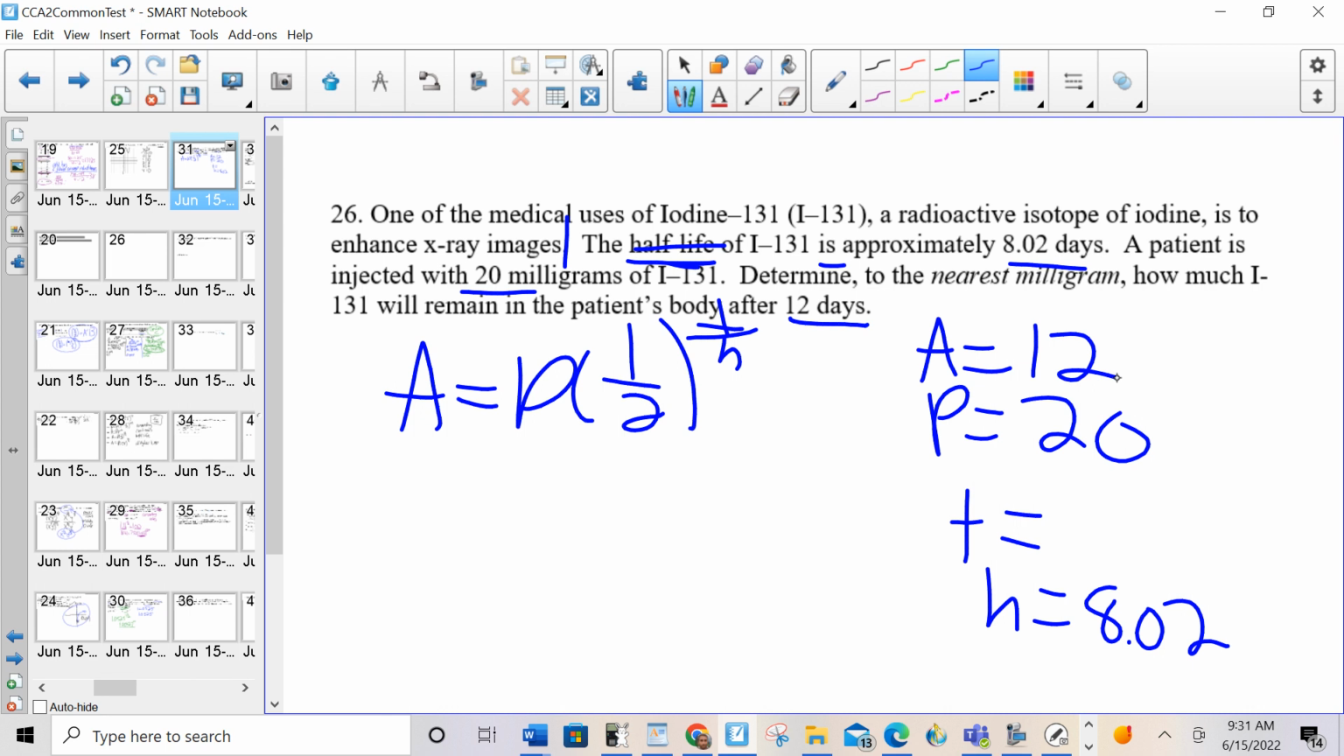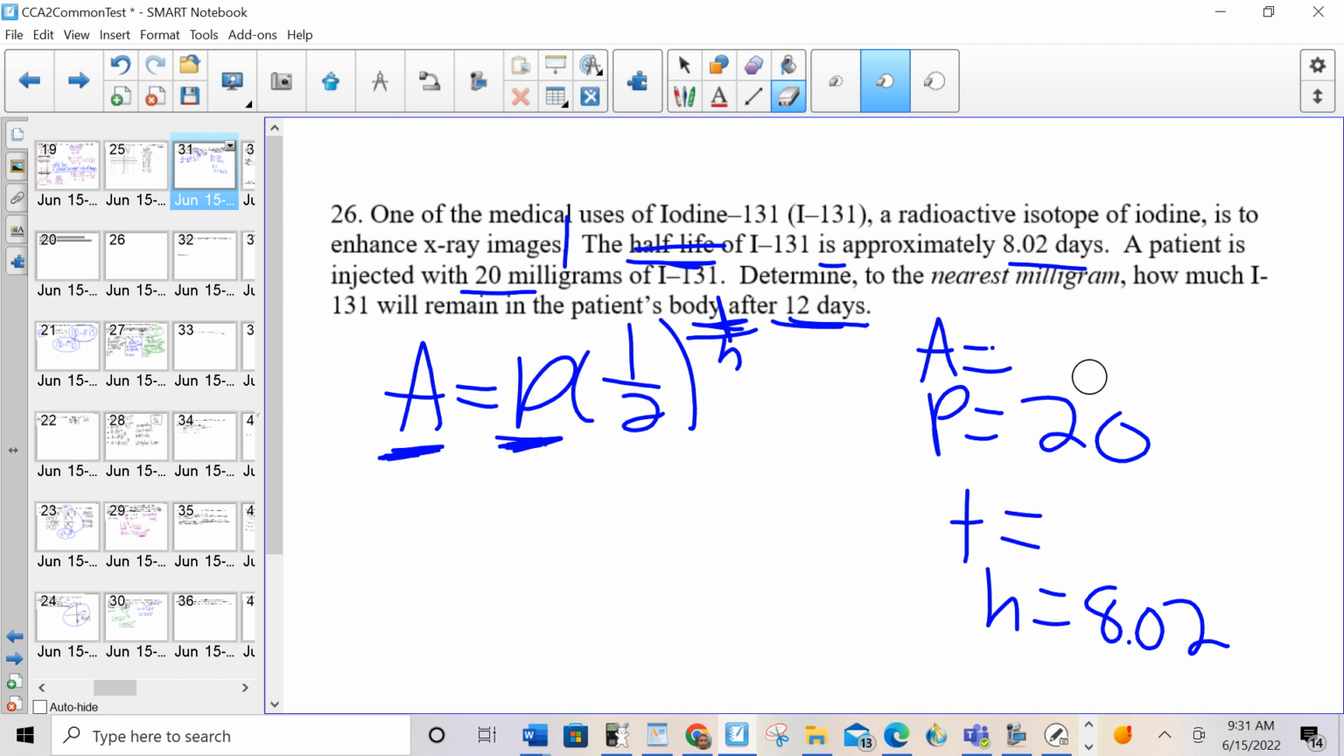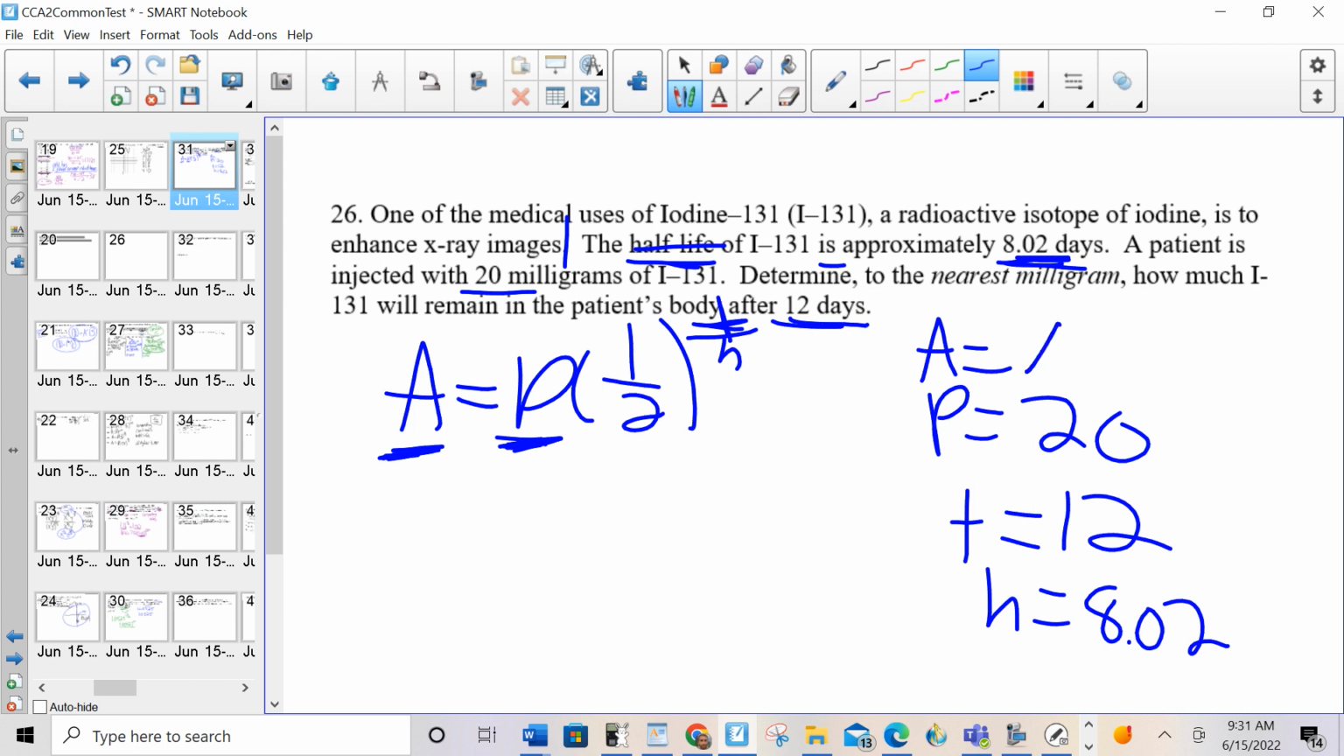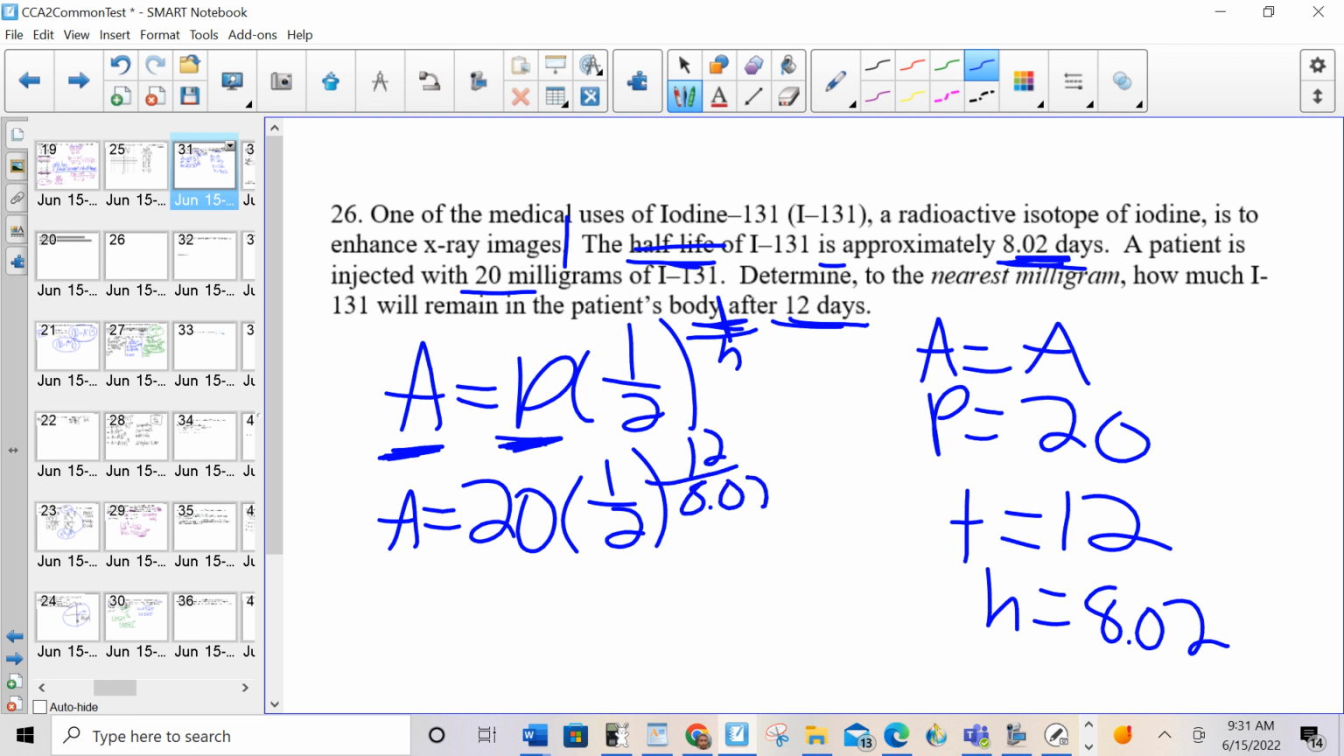So let's talk about the difference between A and P and T and H. A is the after amount, the amount after time has passed. P is your principal or initial or starting amount. T is the time that's actually passing. In this case, 12 days is what's actually passing. T is 12. H is the half-life, which it'll literally say. It's asking how much will remain after time has passed. That's your A. A equals 20, one half to the power of 12 over 8.02.